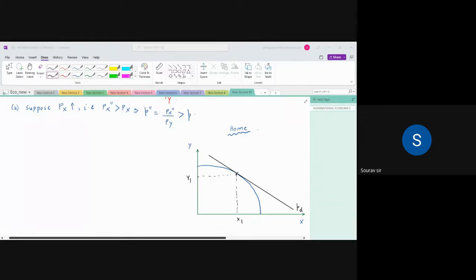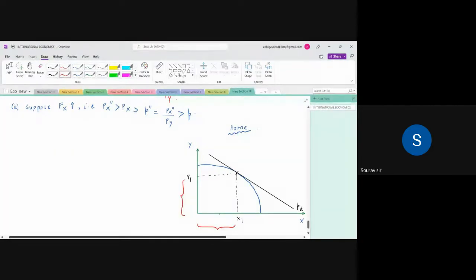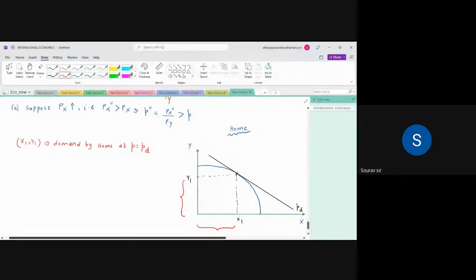Now, if we are saying that PD is the autarky price, that means no amount of X and Y is getting traded. Am I correct, Pracheta? If PD is the autarky price, no amount of this is getting traded. So this entire X1 and this entire Y1 is getting consumed in the home economy itself. In other words, I can say that X1 and Y1 are the demand by home at small p equals PD. The entire amount is demanded by the home. That is why there is nothing left to export or to import.